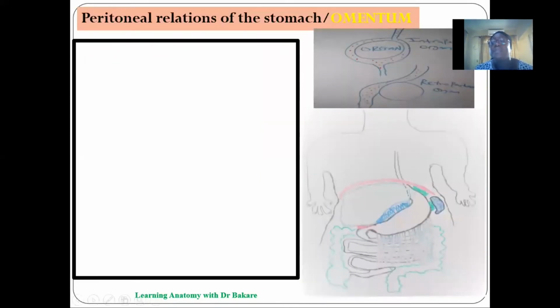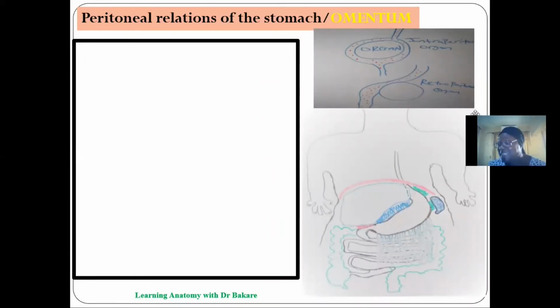Then, talking about the peritoneal relation of the stomach and the omentum, we've said that the stomach is an expanded region of the GI tract. For it to be expanded means it's going to be increased in size, and when it does this, the structures need to be supported to be held in place during the process of expansion. But before we go into that, it's good for us to check the relation of the peritoneum with the stomach.